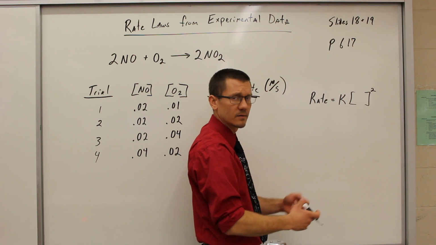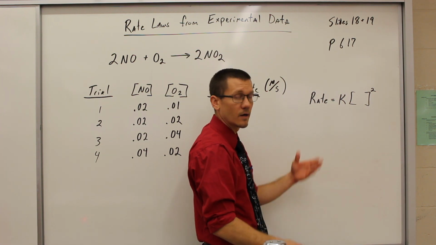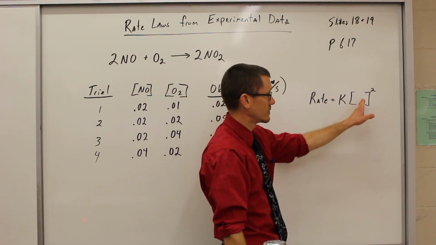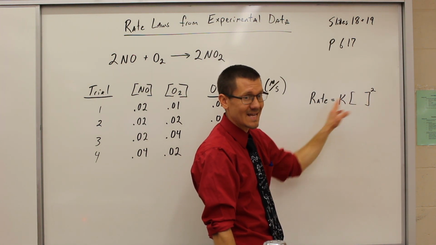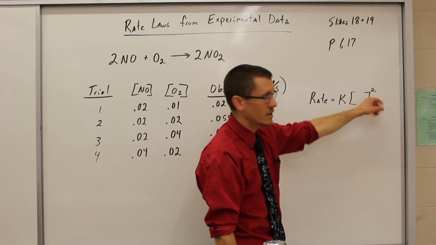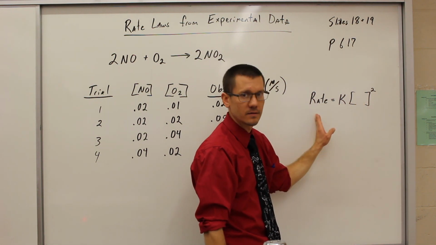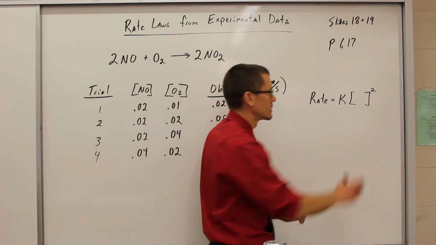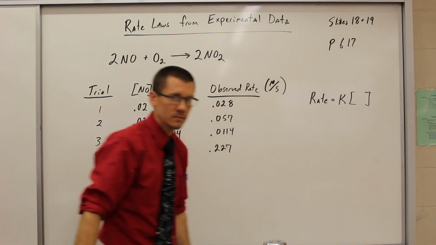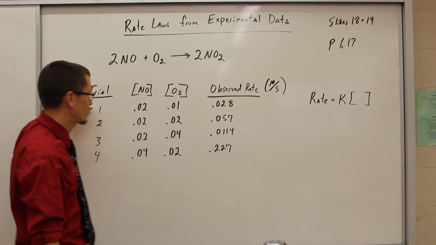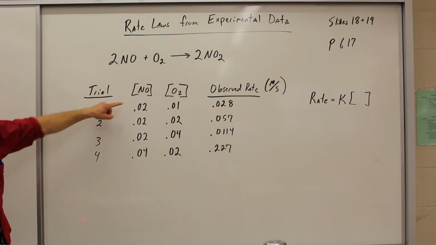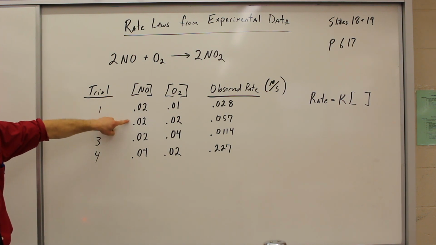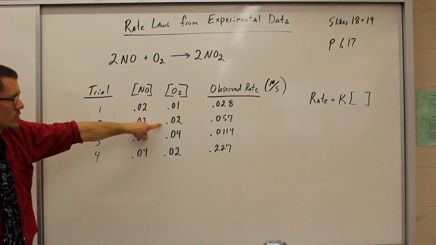And if there are any higher multiples there, if we double the concentration and the rate is 8 times more, that's going to be third order. If there's no effect, it is 0 order. Okay, so we're going to start off looking at trials 1 and 2. In 1 and 2, the nitrogen monoxide is held constant, oxygen doubles.